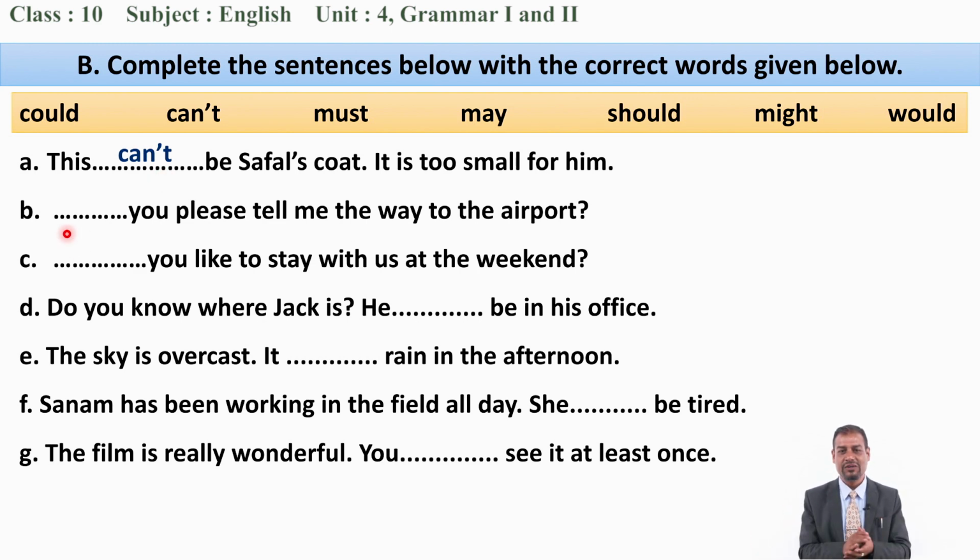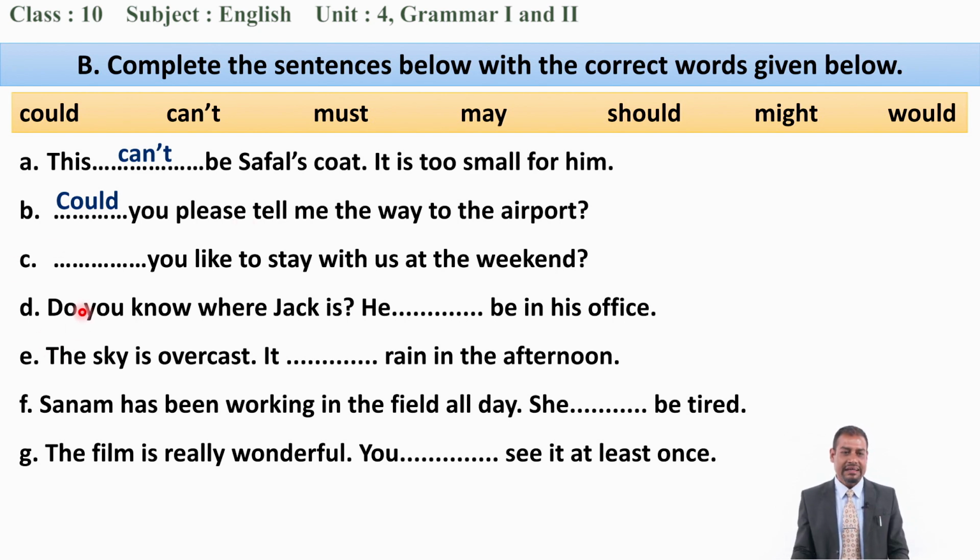Next, B. What did you write there? ... you please tell me the way to the airport. Okay, let me show you. That is, could you please tell me the way to the airport? Now it looks like a request here. See, could you please tell me the way to the airport? Now if I know, I can say yes, you have to go. I can give directions. So have you written could here, dear students?